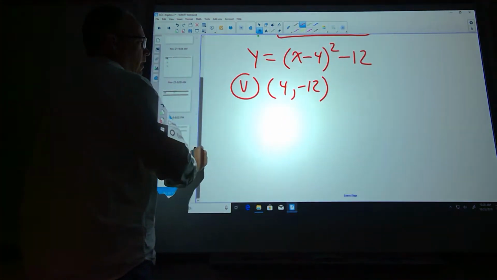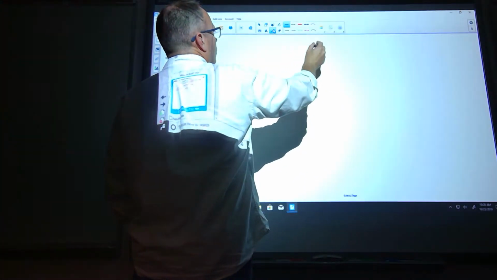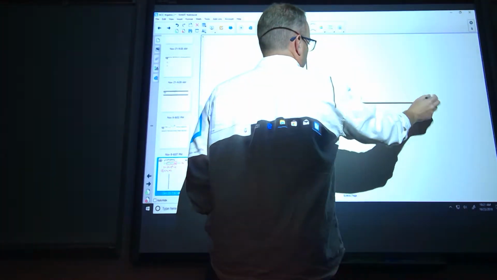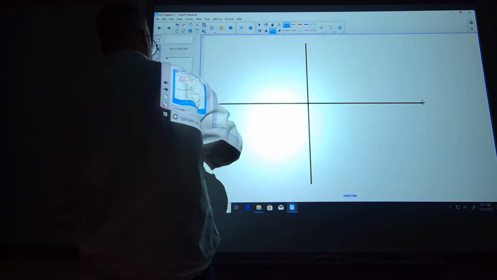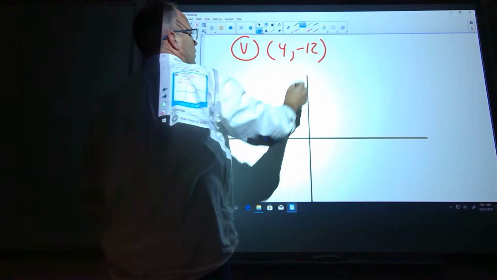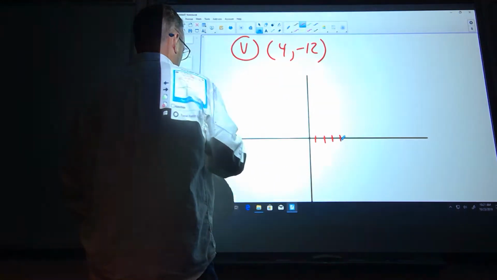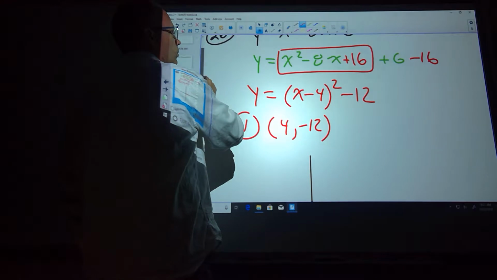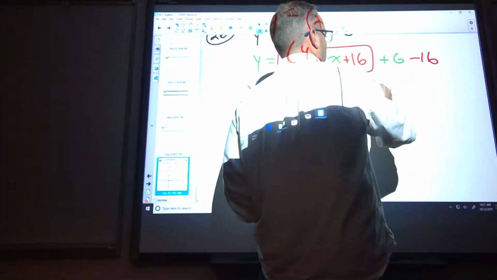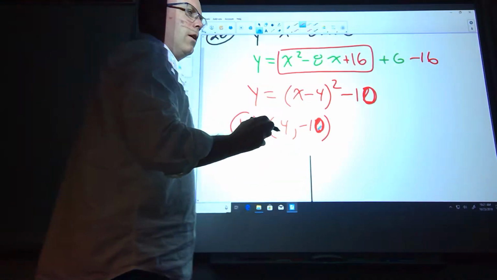And then I'm going to make a little room for this. So, 4, negative 12. I can do that. Is it minus 16? Oh, it's minus 10, isn't it? Minus 10, thank you. Is that what you saw? Okay, cool.